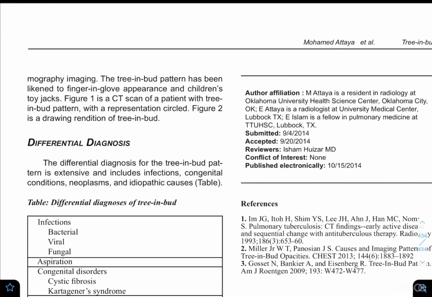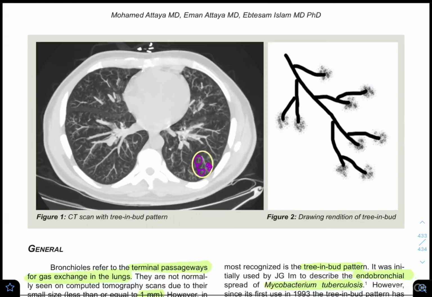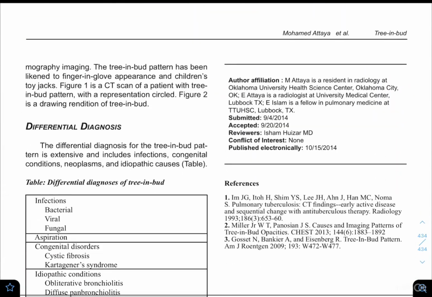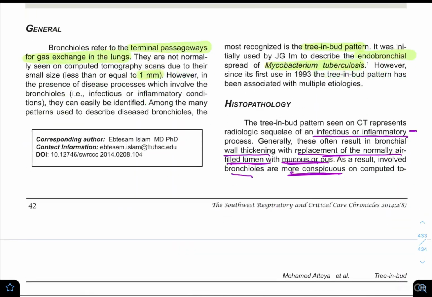The tree in bud appearance has been linked to the finger in glove appearance and, in children, a Toki Jacks like appearance. Figure 1 is a CT scan of a patient with tree in bud appearance with a representation circle. Here we can see this is a tree in bud appearance. Figure 2 is a drawing rendition of tree in bud, showing how the appearance looks. Very important. These all are tree in bud appearances.